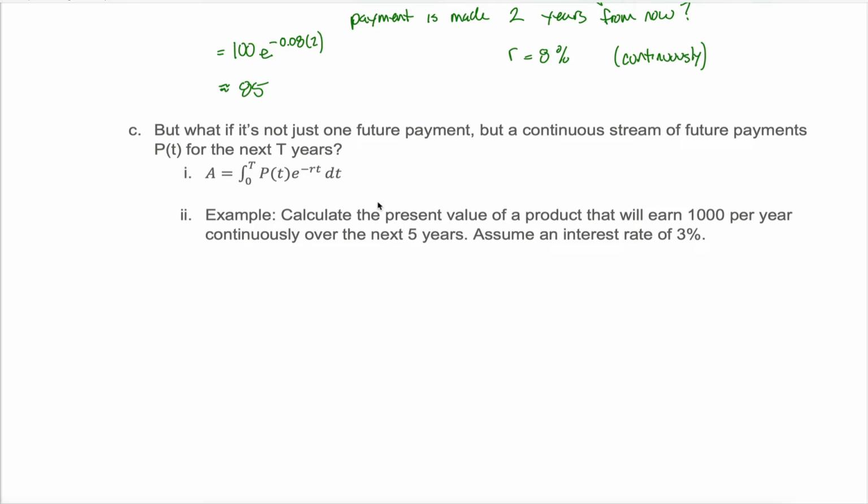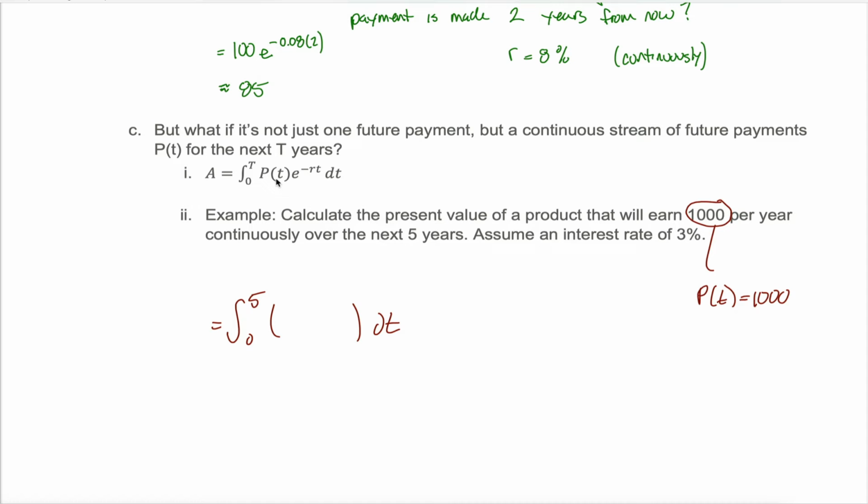Let's do an example. Our product is going to earn $1,000 per year. What that means is that our function P of t is equal to 1,000. In this specific instance, it's a constant function, but there's no reason it has to be a constant function. In the next example, this will be a non-constant function. The time frame we're looking at is the next 5 years. So we're going to look at the integral from 0 to 5, our variable being time, hence the dt at the end here.